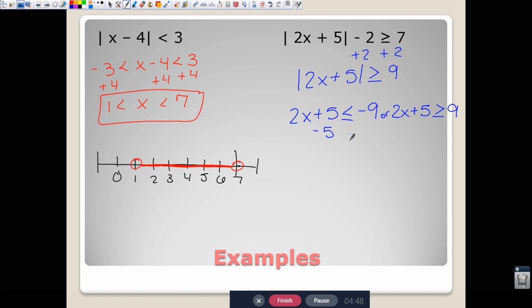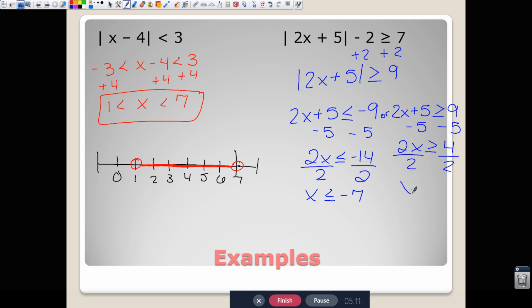So I'm going to subtract 5 and get 2x is less than or equal to -14. Divide by 2. X is less than or equal to -7. Now let's do the same over here. So 2x is greater than or equal to 4, divided by 2. X is greater than or equal to 2.